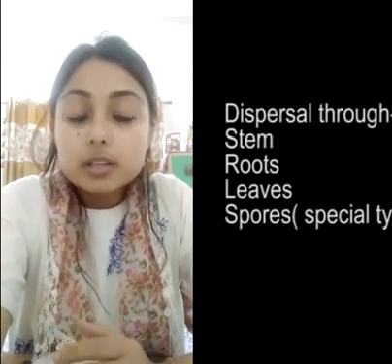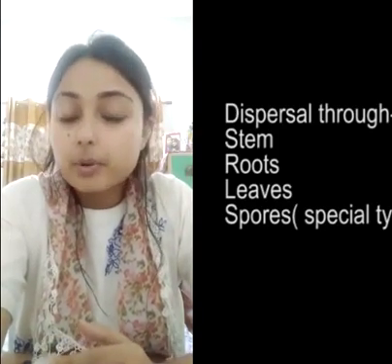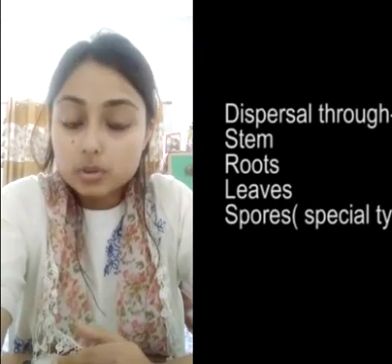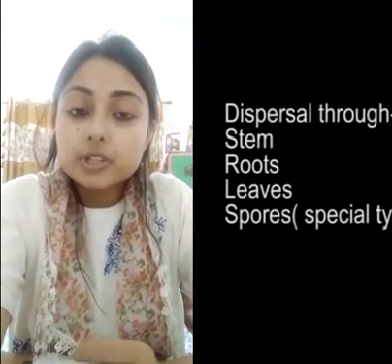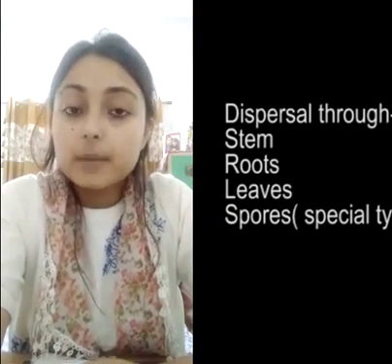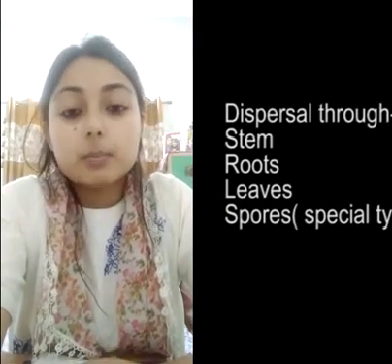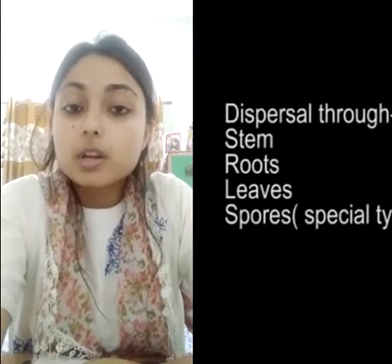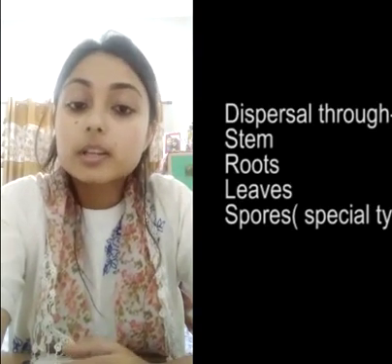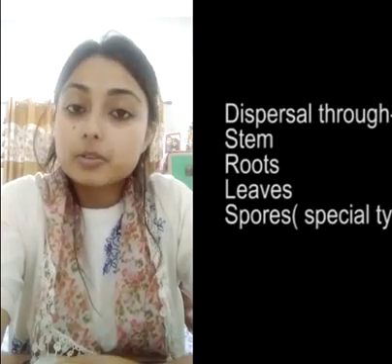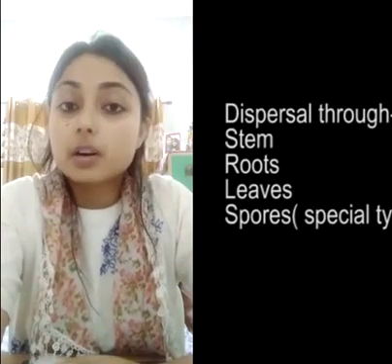Apart from all these types, like reproduction through stem, root and leaves, which fall under asexual reproduction, there is a special type of reproduction which takes place with the help of spores. Now what are these spores? These spores are themselves the reproductive unit, the special unit. And where do you find it? We find it in ferns and mosses.